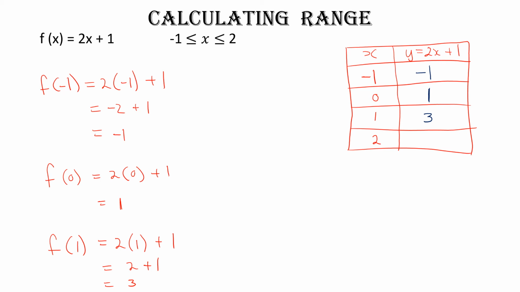And last but not least, what is y when x is equal to 2? So we say f of 2 is equal to 2 multiplied by 2 plus 1. If we solve that, we get 4 plus 1, and that's actually equal to 5. So when x is equal to 2, y is actually equal to 5. And that is how we calculate our range.